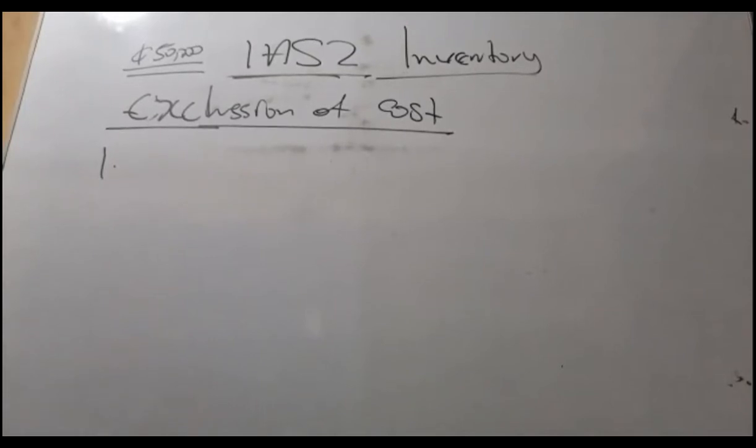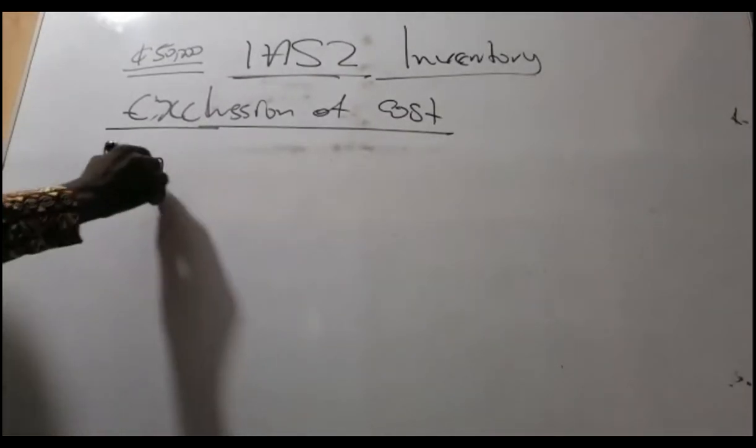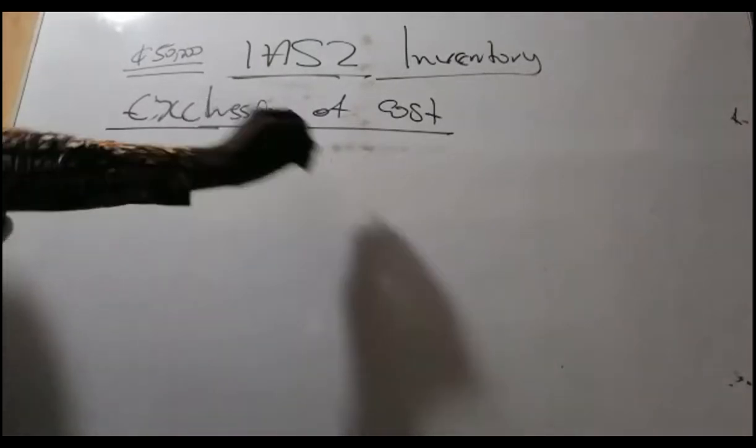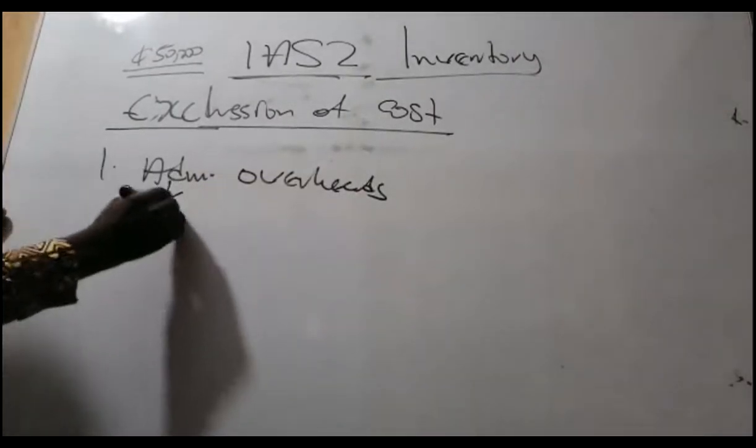Exclusion does not mean go and subtract it from the cost of the inventory. No. But if the examiner or the company has done it wrong by adding it, what do we do? We subtract it, because you're supposed not to touch it at all. Good. One, administrative overheads. No shortcut in the exam.